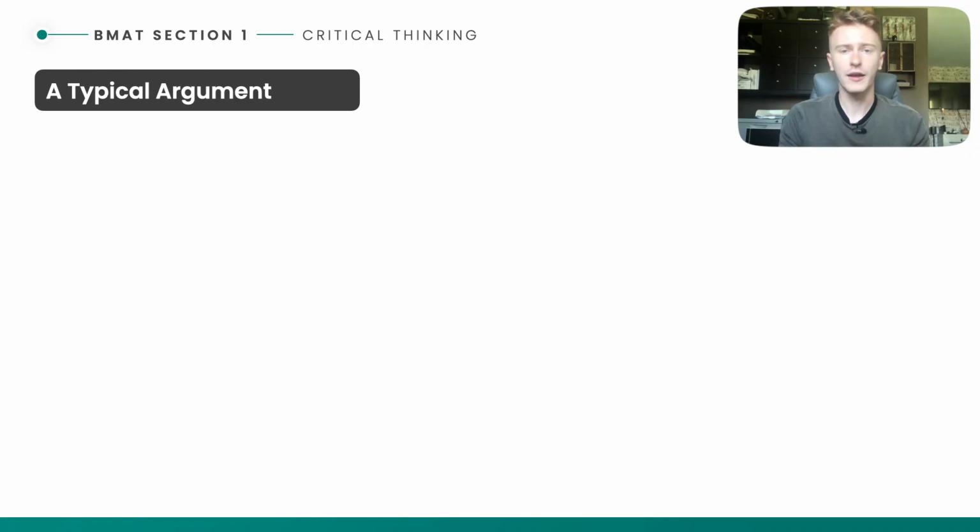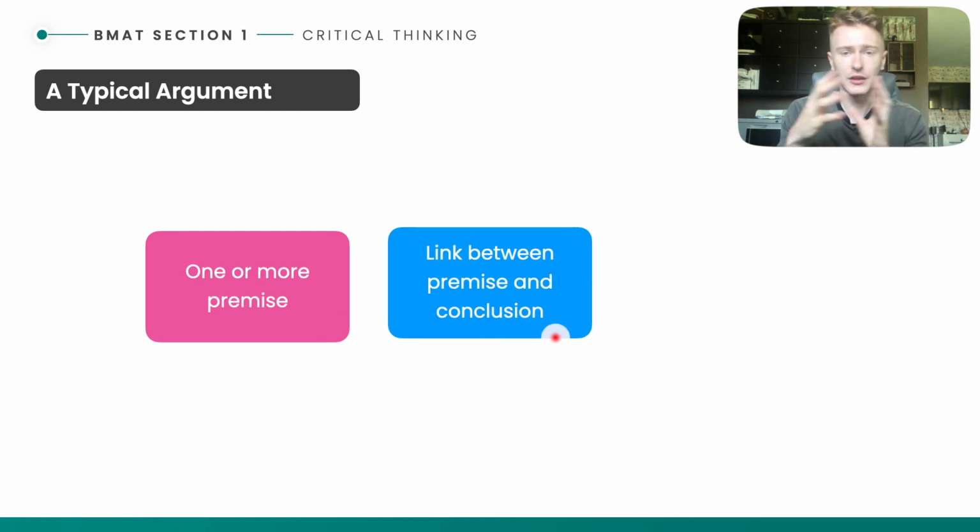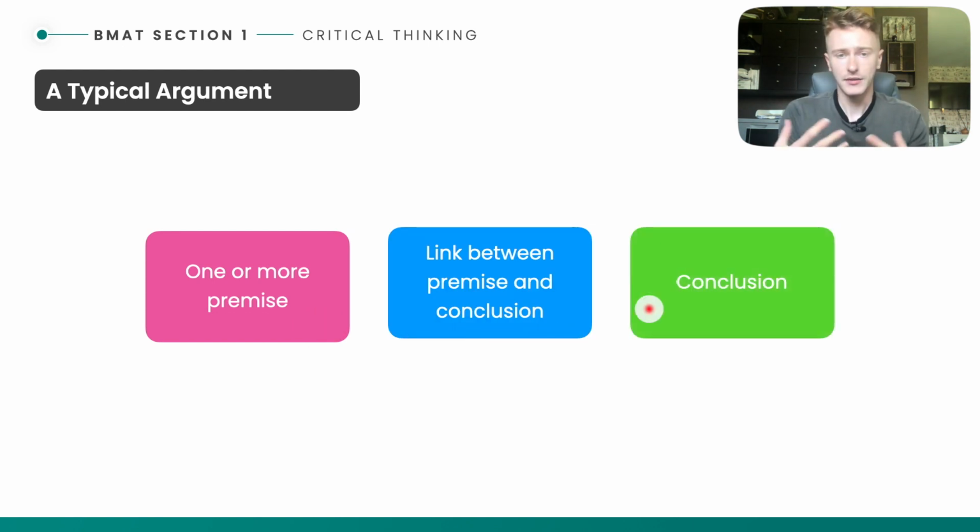So before we crack on and find out what is a conclusion, we just have to recap what is a typical argument. In this case, it consists of one or more premises, a link between the premise and the conclusion, and finally, the conclusion itself. That's really what we're looking for in these passages. So just to recap, the premises, which is the evidence, the link between the two, and finally the conclusion, which you can derive from the evidence.